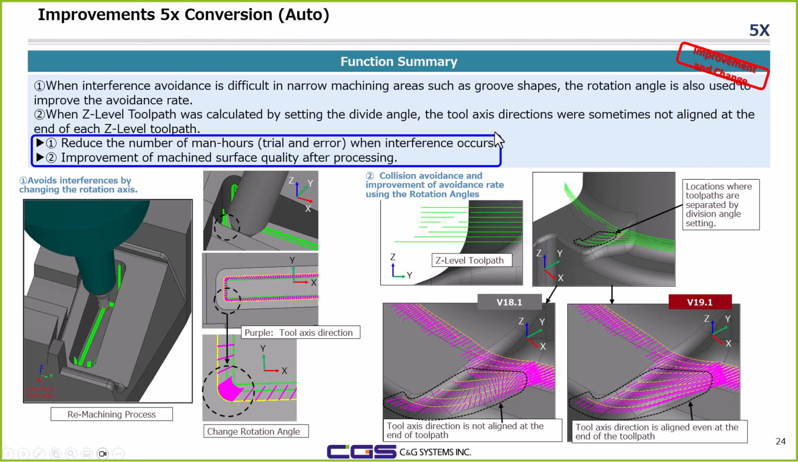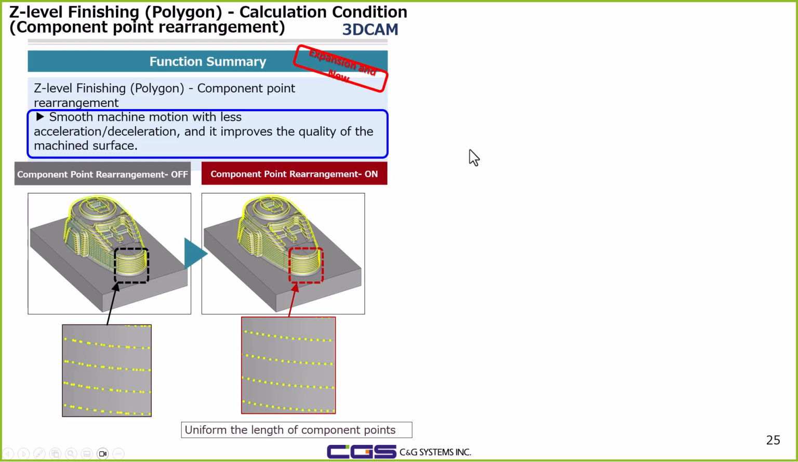5-axis auto has been improved again. Now in the corners, it's going to try to change more of the rotational angle as opposed to the tilt angle, therefore reducing the hours that it spends doing trial and error to try and find the best toolpath, and just keeping it more uniform, as with all the tool axis direction improvements they always do on every version up. You now have component point rearrangement on Z-level finish polygon to make the points a little bit better.